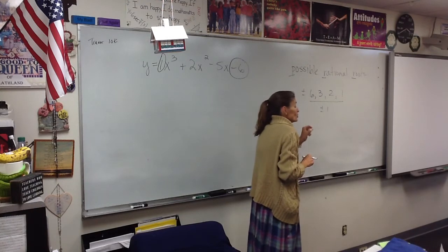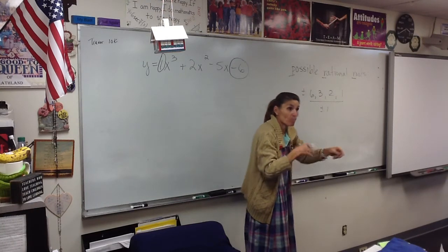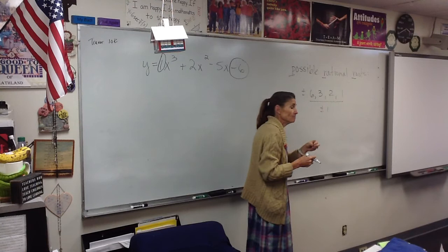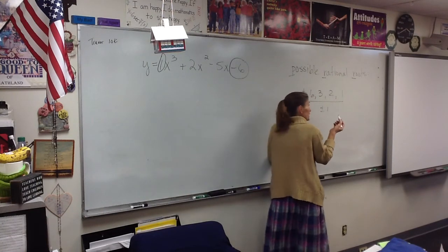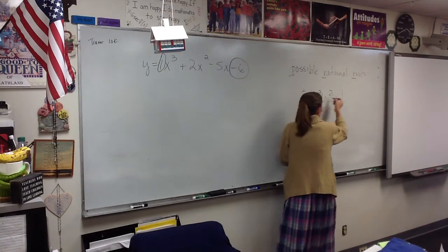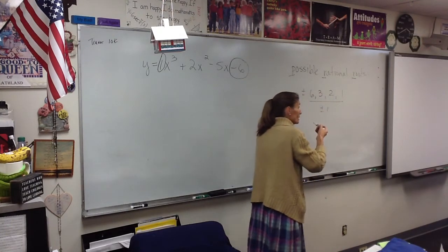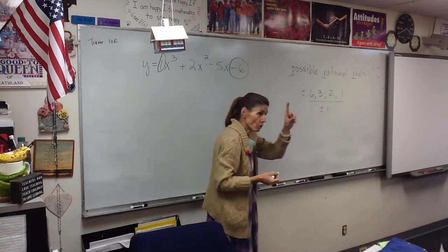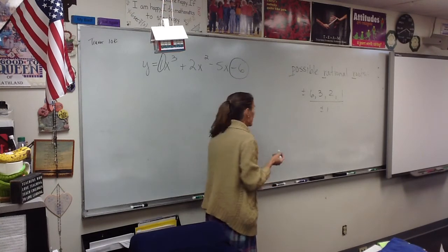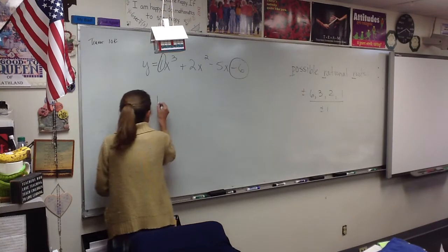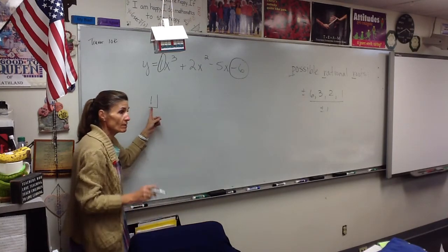So you're going to do some synthetic division, and we're going to practice that again in case you've forgotten. You're going to do some synthetic division, but the only numbers you're going to try are numbers in this list. So for example, you'll try 1. 1's in the list, right? I'll try 1. So when I do synthetic division, I'm going to put a number 1 out here in the box.